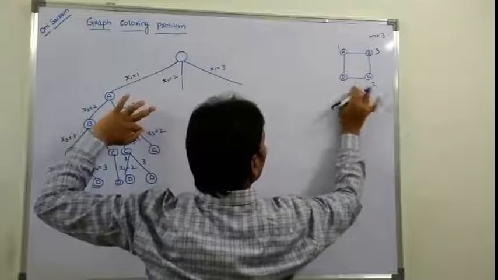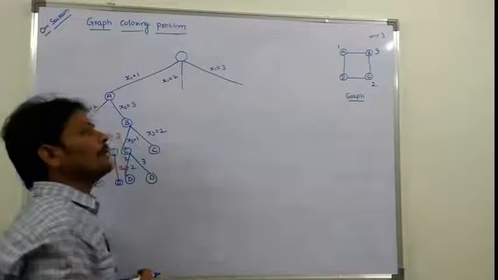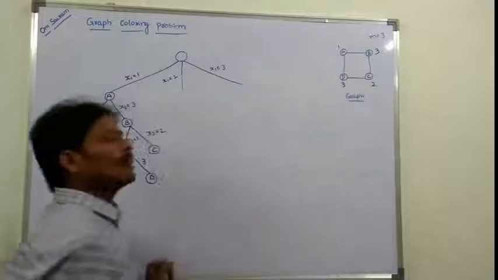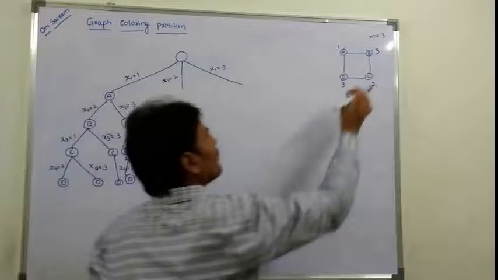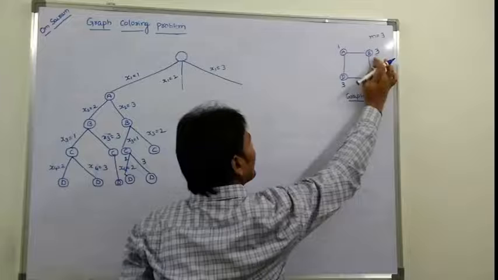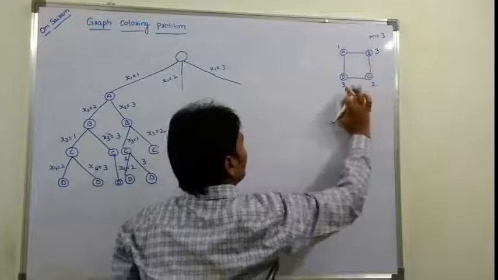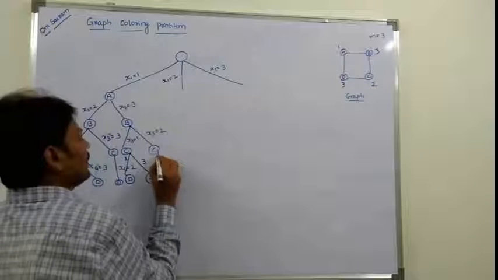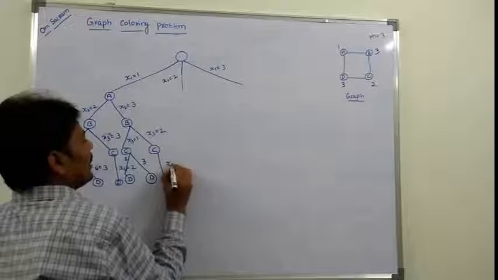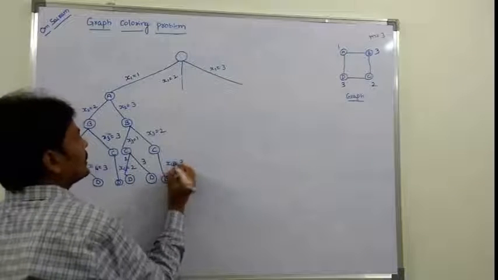What are the possible colors that may be used for vertex D? The third color may be used for vertex D because B and D are not adjacent. So the same color used for vertex B can also be used for vertex D. So x4 is equal to 3.